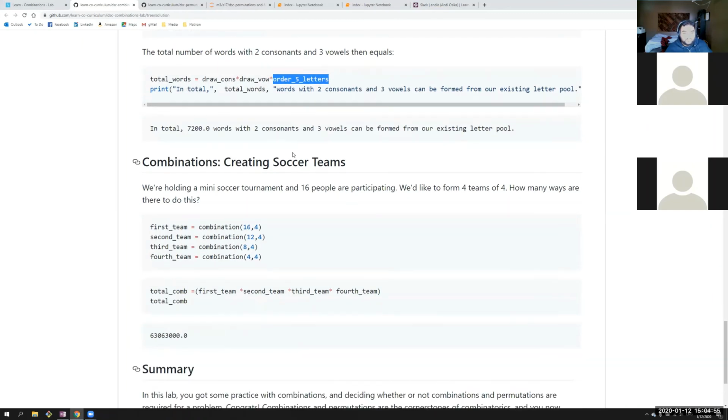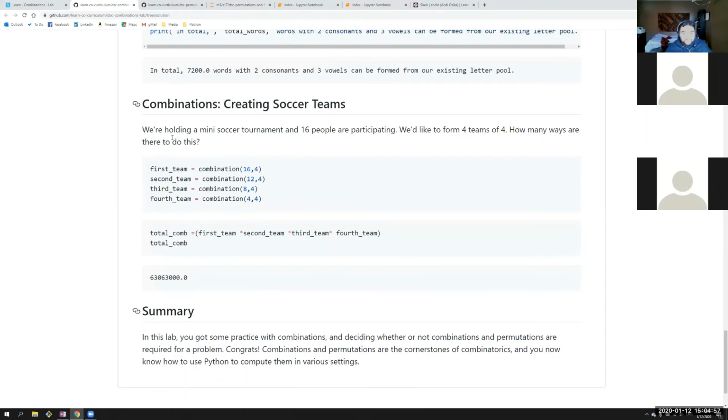Keep going. All right. We're holding a mini soccer tournament. 16 people participating. We'd like to form 4 teams of 4. How many ways are there to do this? Okay, 16 people, 4 teams of 4.